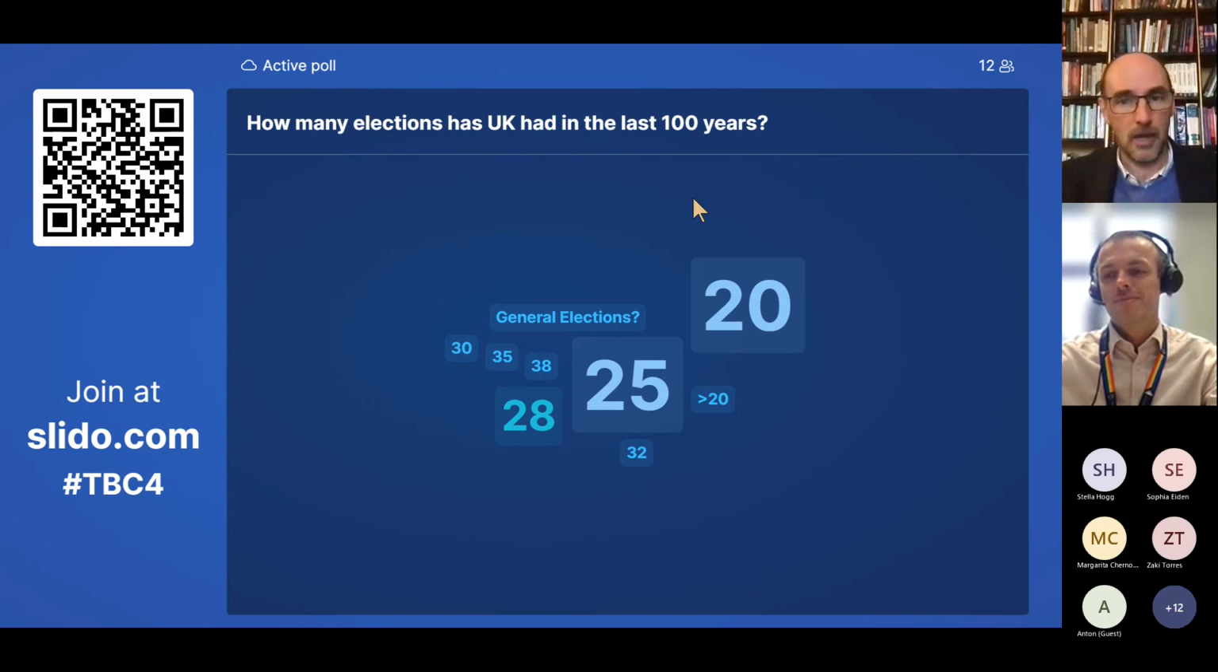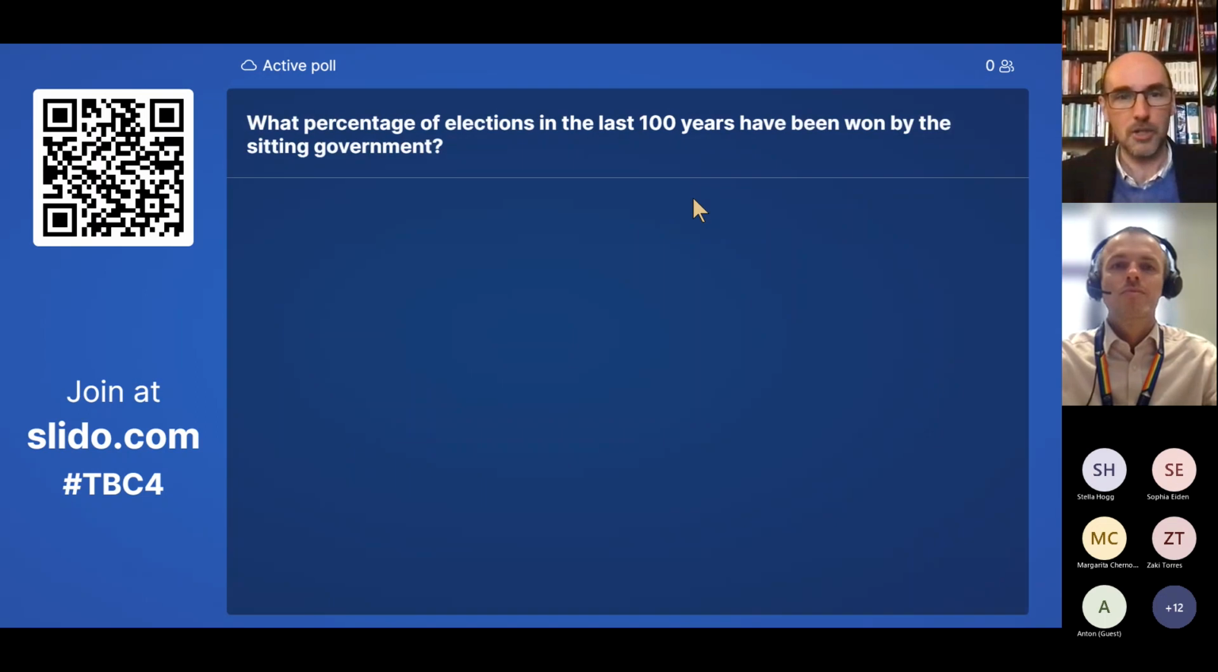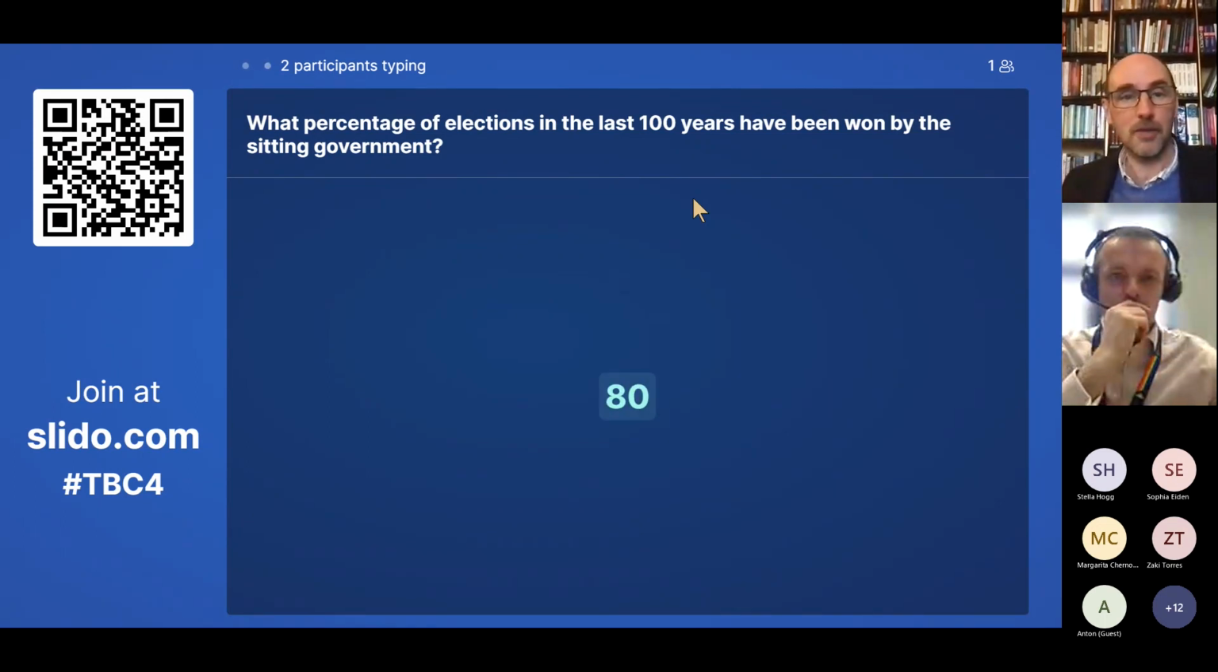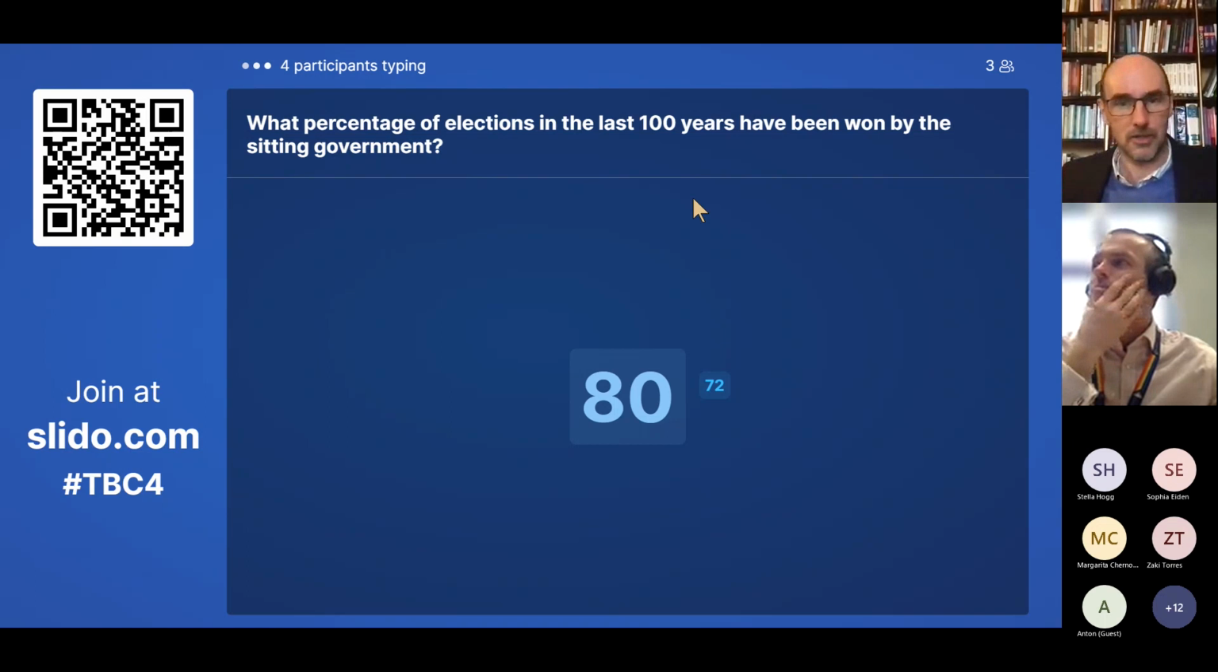But just before we get to that, I want to ask you about what you think has been happening in terms of who wins and who loses general elections. So if we can turn to the next poll question, what percentage of elections in the last 100 years, so that's over the 26 that we just talked about, have been won by the sitting government? And in case there's questions of clarification, what I mean by won by the sitting government is that they went on to form the next government.